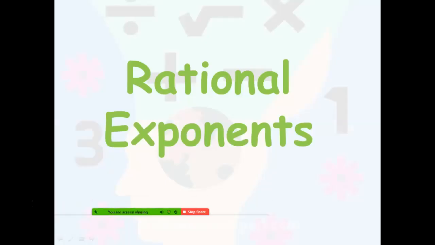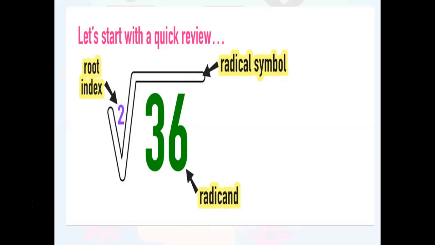Hello everyone. This video will be a continuation of the previous video where we were learning about rational exponents and how to simplify them. Before we start, for a quick review, let's revise the parts of a radical. Here this is called the index, and this is called the radical symbol, and this is called the radicand.